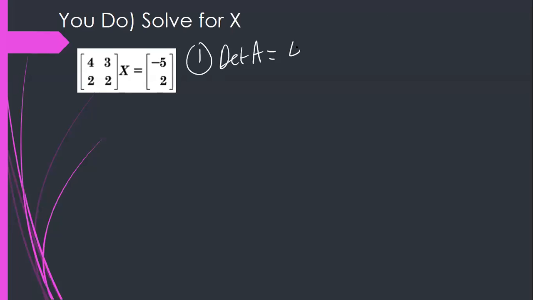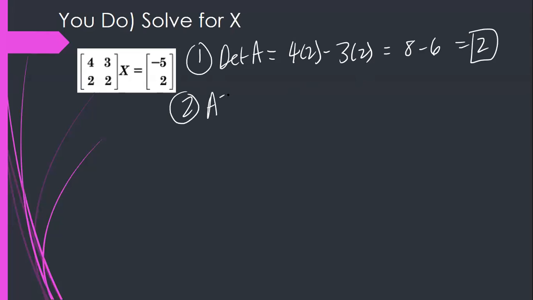And we end up with 4 times 2 minus 3 times 2 equals 8 minus 6 equals 2. So it's not equal to 0, so that means we continue. So step 2 is to find the inverse. The inverse is going to equal 1 over 2 times. I switch along the main diagonal, and I change signs along the minor. So everything divided by 2.